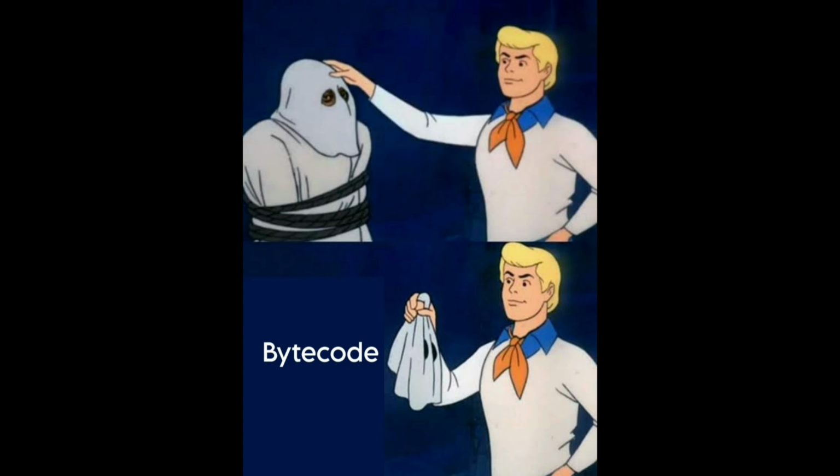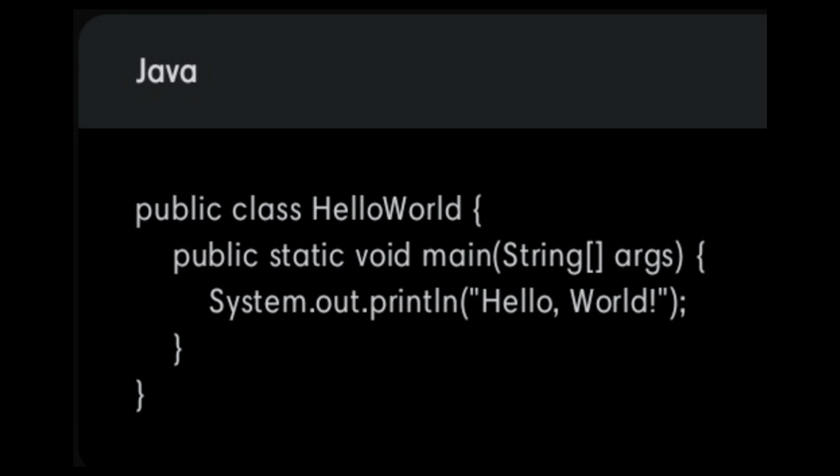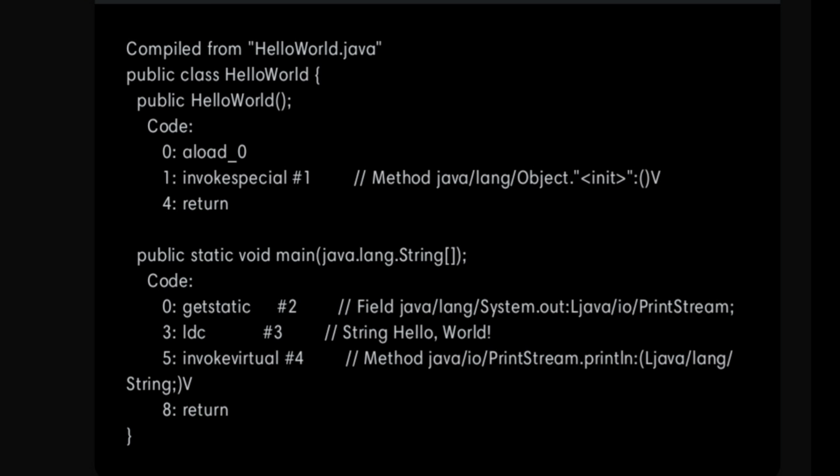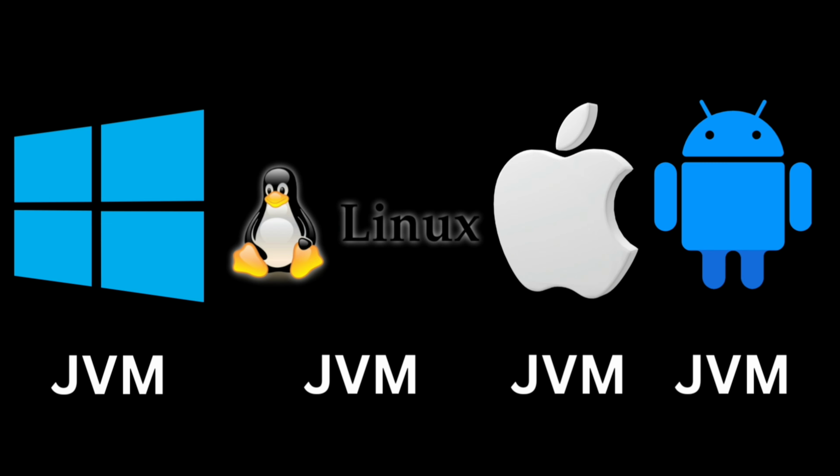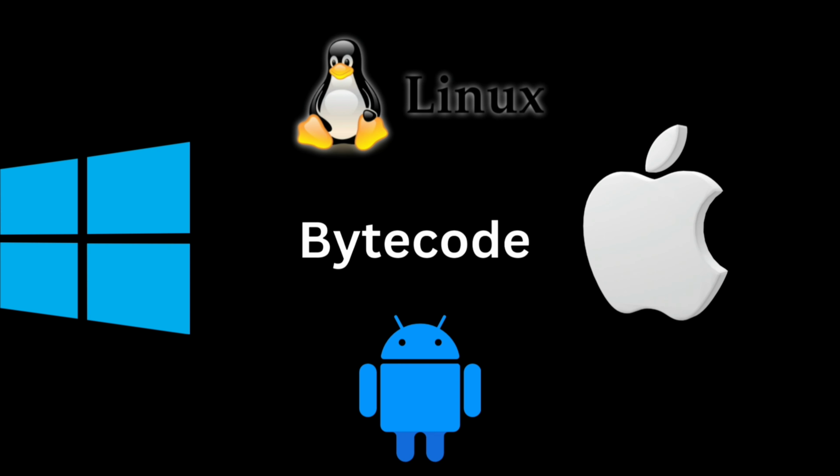Well, that's where the magic of bytecode comes in. Bytecode is like the secret language of the JVM. When you write a Java program, you write it in human-readable code, right? Well, before your computer can run it, that code gets transformed into bytecode. This bytecode is super efficient and can be run on any machine that has a JVM, making Java programs super portable. It's like speaking one universal language that all JVMs understand.